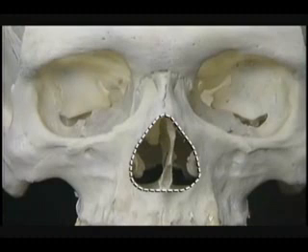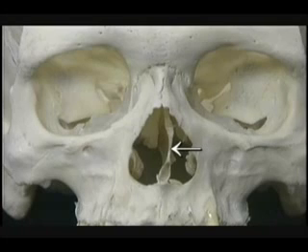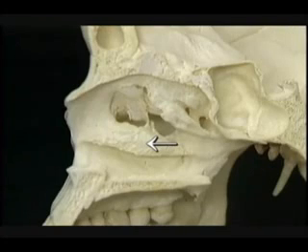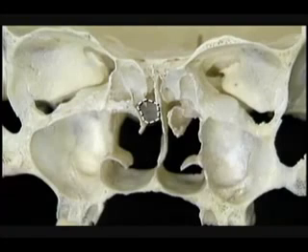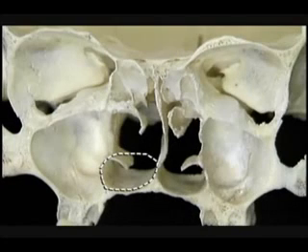Here's the piriform aperture and the nasal septum. Here are the posterior nares, or choanae. Here's the inferior concha, the middle concha, and the superior concha. Here are the superior meatus, middle meatus, and inferior meatus.